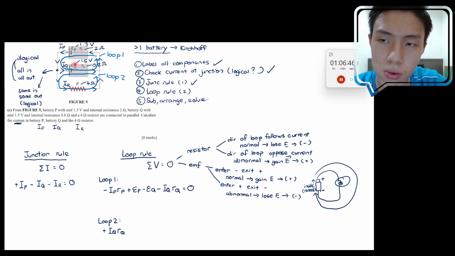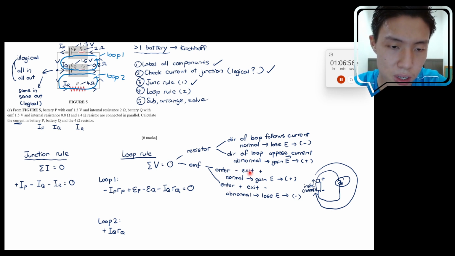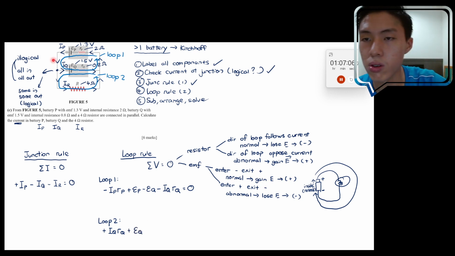Next I'm going to continue, move on to EMF Q. Okay, epsilon Q. I'm going to pass through the negative first, followed by the positive. So enter negative, exit positive. This is normal. You gain energy, so this is positive. So positive epsilon Q.